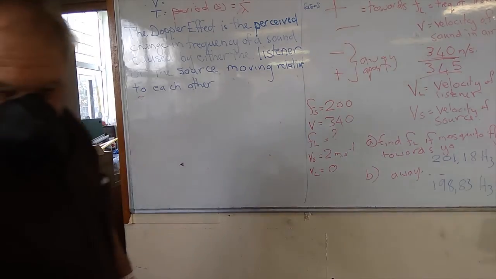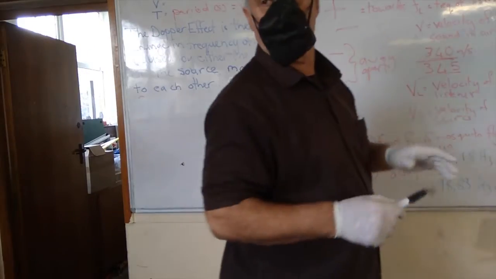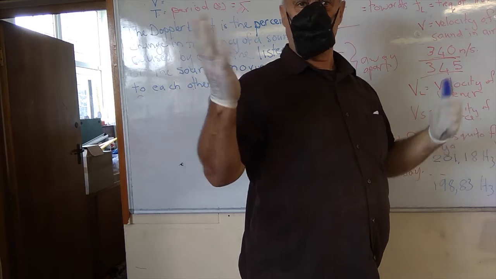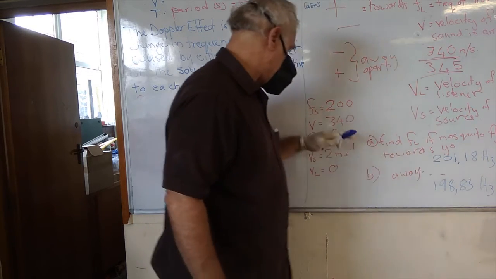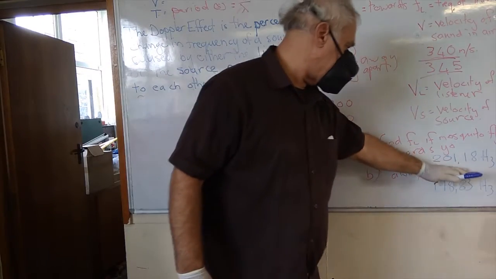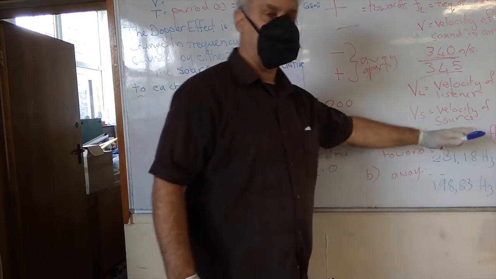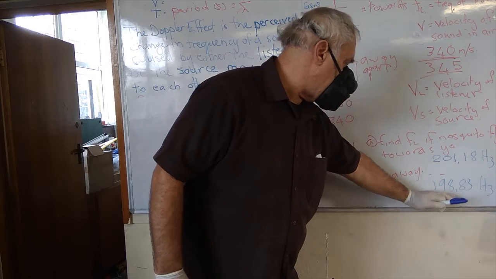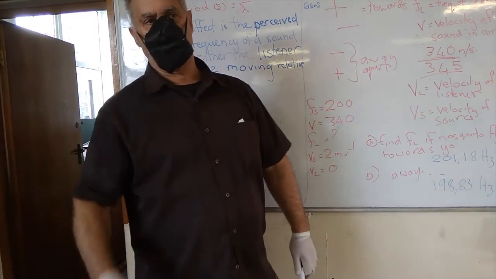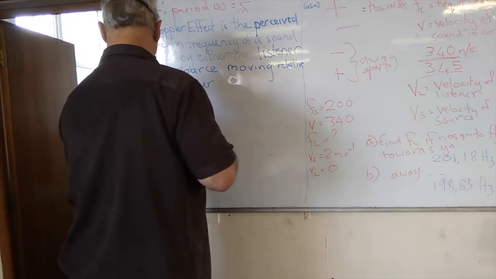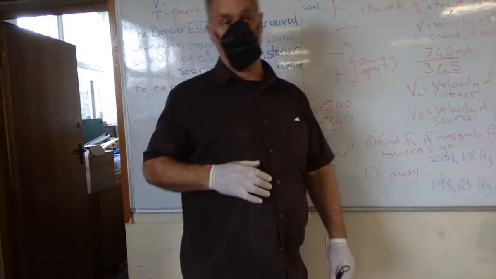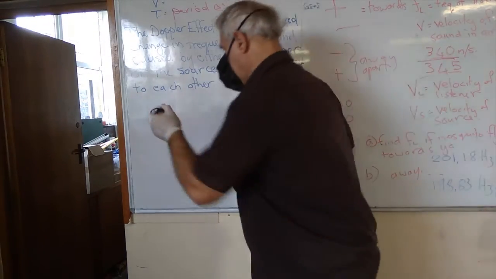Okay, so well done. So far, you're all scoring 100% who attempted it. If it's going towards you at 2 meters per second, the frequency changes by 1.18 higher. And if it's going away from you, it changes by 1.17 lower. Okay, so here's a way they could complicate it for you, because they don't like you getting 100%.